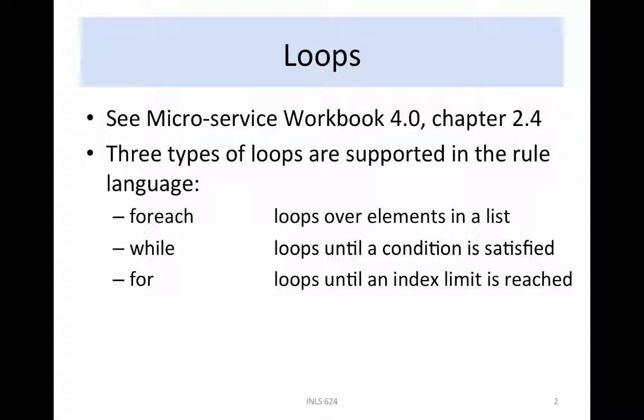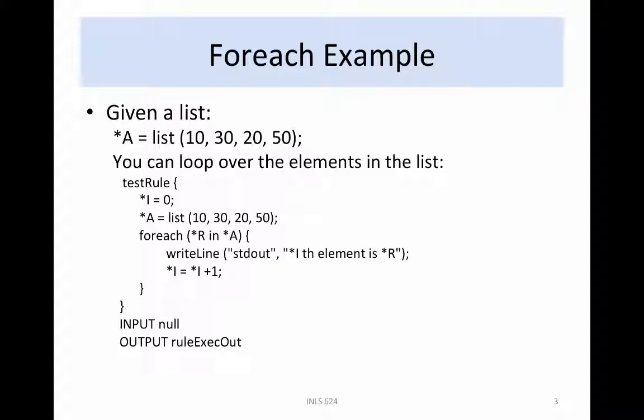number of replicas. The syntax of the foreach loop is foreach, parentheses, element in list, parentheses, brace, a set of operations, close brace. A simple rule to iterate over the elements in a list is shown here. In the example, an integer list $a is defined with 4 numbers. A loop counter $i is initialized to 0, and then a foreach loop is used to loop over the elements in the list $a.